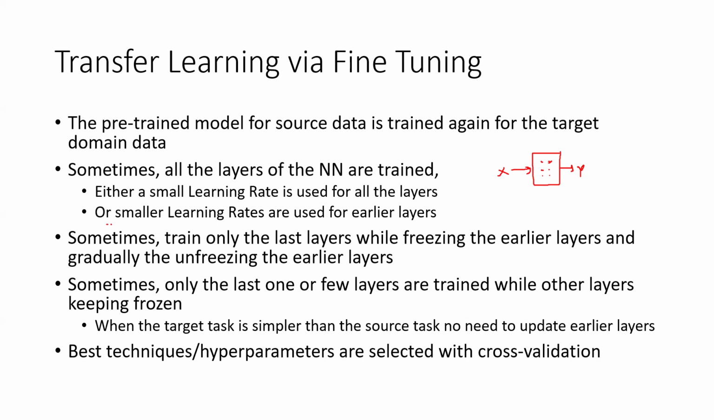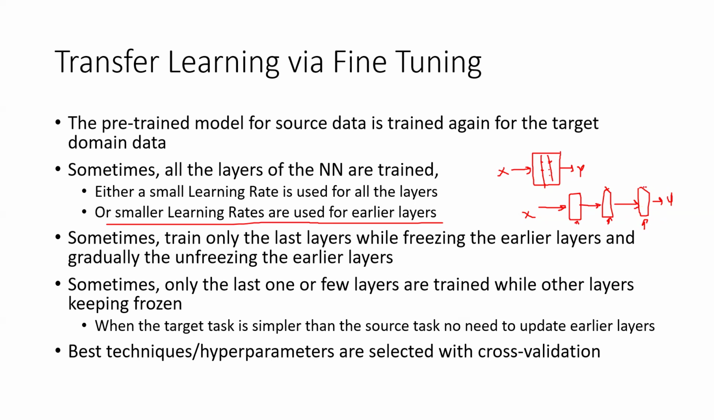Another technique is using a smaller learning rate for the earlier layers, right? Because there are different layers in the neural network, you input the data here, and you get the output here. So you can use a higher learning rate for this layer, and a much lesser learning rate for this layer, and a very small learning rate for this layer, right?